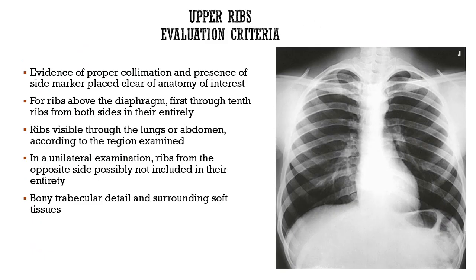So for the upper ribs above the diaphragm, we're looking at the 1st to the 10th ribs from both sides in their entirety, and ribs visible to the lungs or the abdomen according to the region of interest. If this is a unilateral exam, then you want ribs from the opposite side, possibly not included in their entirety.